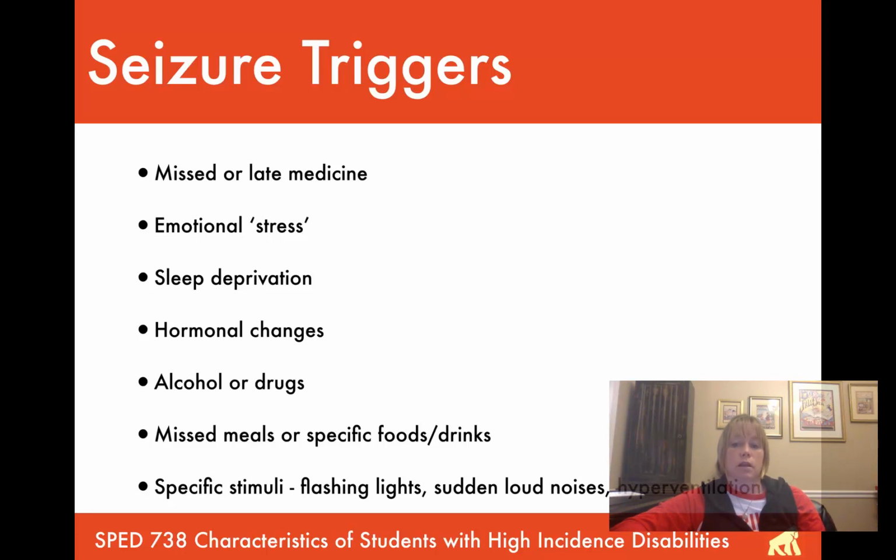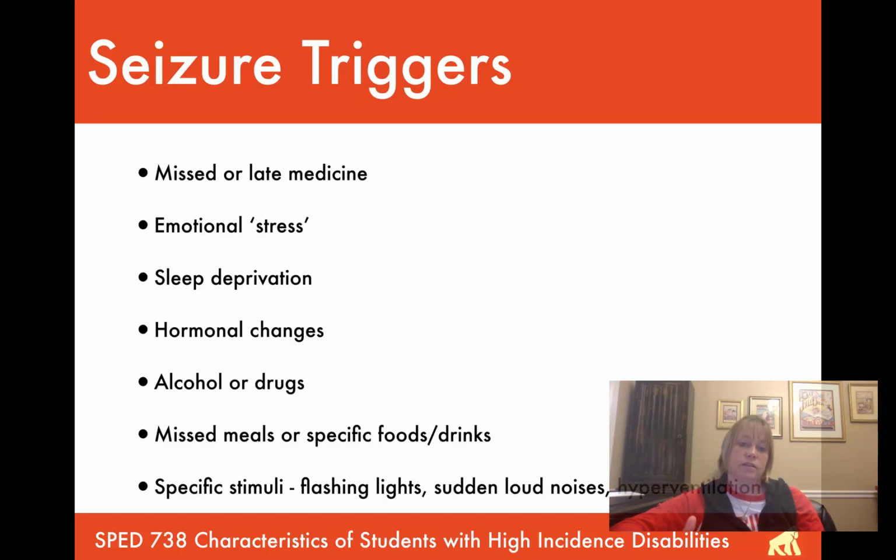When we have students beginning their teenage years and going through some hormonal changes, we can see seizures increase. If you have students, I hate to say it, but even middle school into high school, using alcohol or drugs, those can induce seizures. Even things like mixed meals or maybe even a specific food or a specific drink can be a seizure trigger.